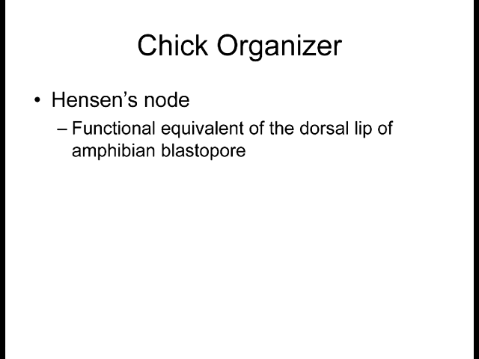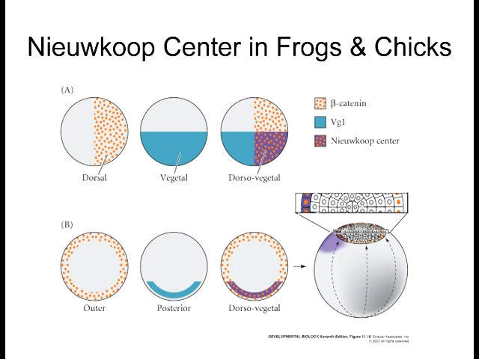So when does Hensen's node form? Well, let's look at the chicken embryo. Here is the comparison between the frog, which we just went over, and the chicken. In the orange dots is beta-catenin. So we know how cortical rotation causes the embryo to shift, and then you get beta-catenin in one half of the frog embryo and no beta-catenin on the other. Here's the vegetal pole of the frog embryo, where you get Vg-T and Vg-1, and then when you get the crossover, that's where you get the Nieuwkoop center.